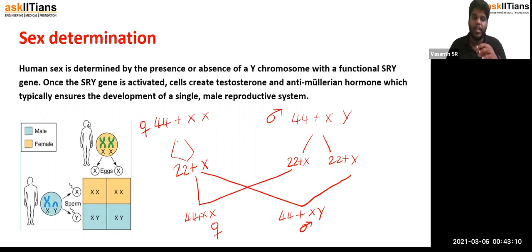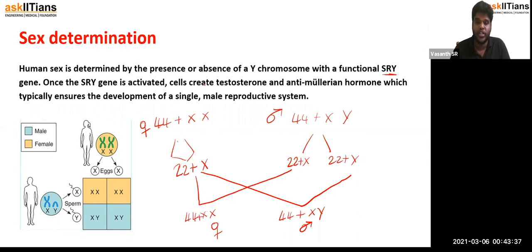So this is called the SRY gene. This is what is actually going to initiate all these determinations, based on the chromosome composition that is present. So this chromosome determines the sex. If there is going to be X chromosome, it is going to be female. But upon presence of Y chromosome, the Y chromosome will have a gene called the SRY gene.